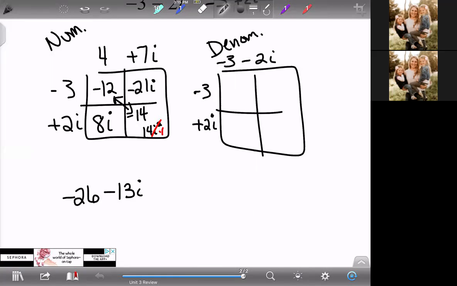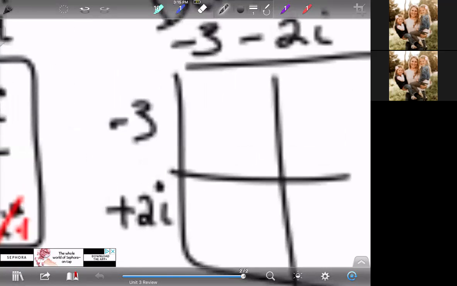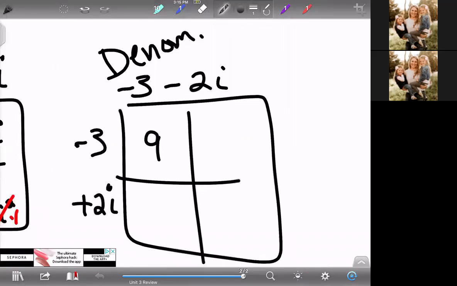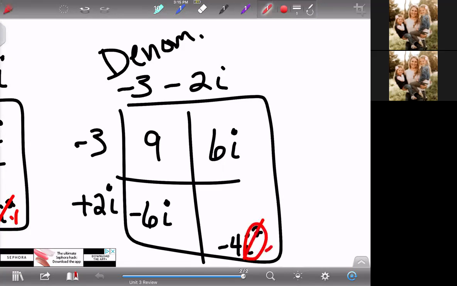We're going to repeat this process for the denominator. So looking at the denominator, we're going to multiply -3 times -3, which is +9. -3 times -2i, which is 6i. -3 times +2i, which is -6i. -2i times +2i is -4i squared. i squared gets taken out and replaced with -1. -1 times -4 is +4.